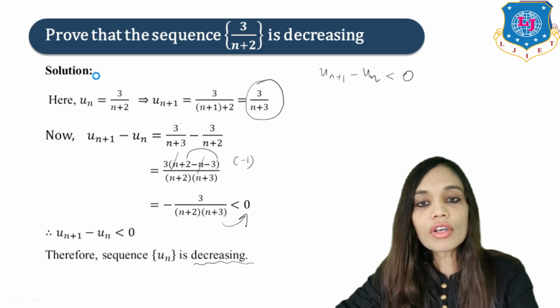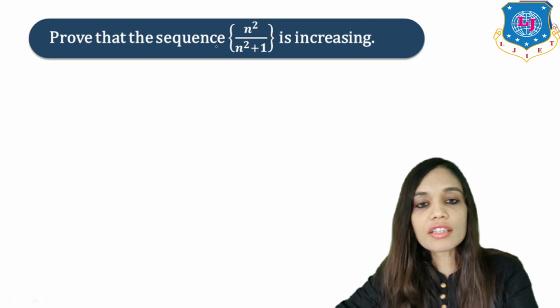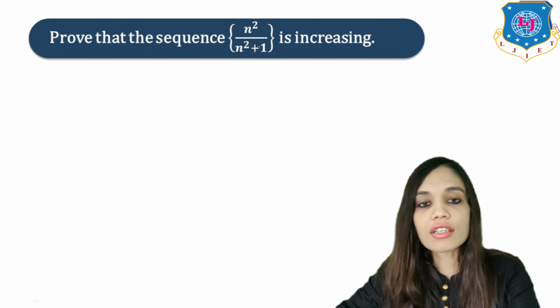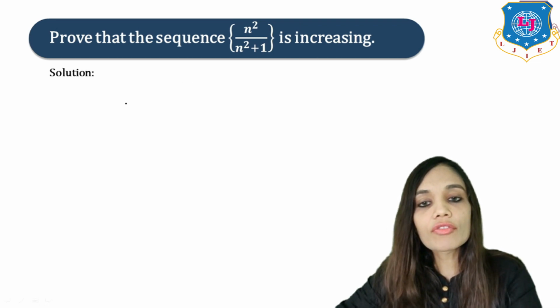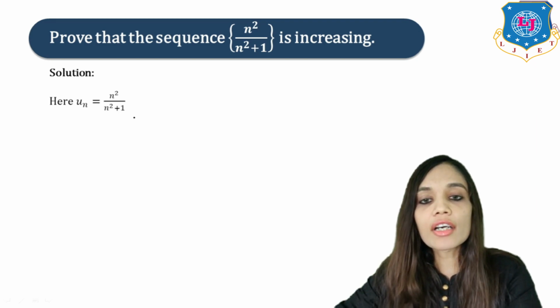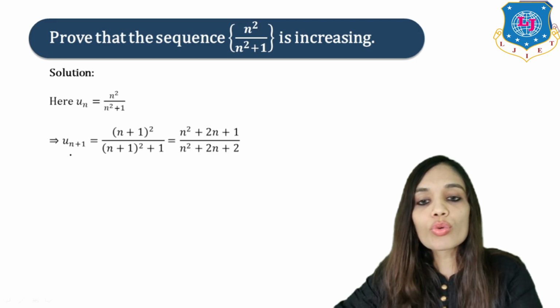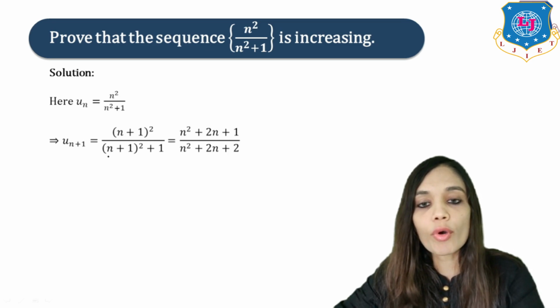Okay. Now, let's study one more example. Here we have to prove that the sequence n square upon n square plus 1 is increasing. So, let us begin with the solution. You are given your nth term as n square upon n square plus 1. Again we will find our Un plus 1. So Un plus 1 will be equal to, replacing n by n plus 1, n plus 1 whole square upon n plus 1 whole square plus 1.